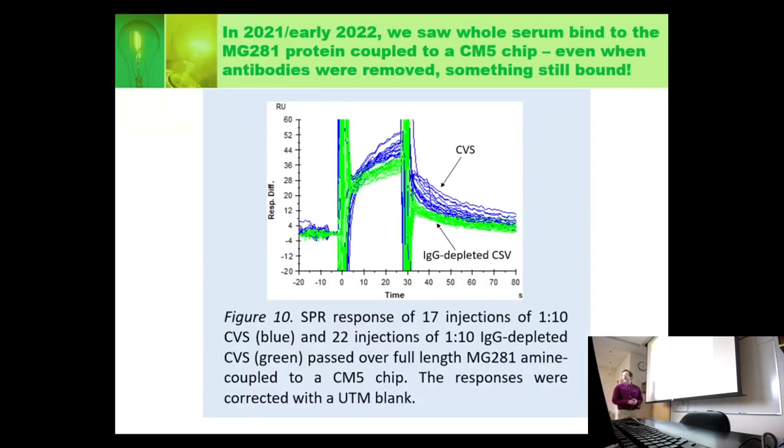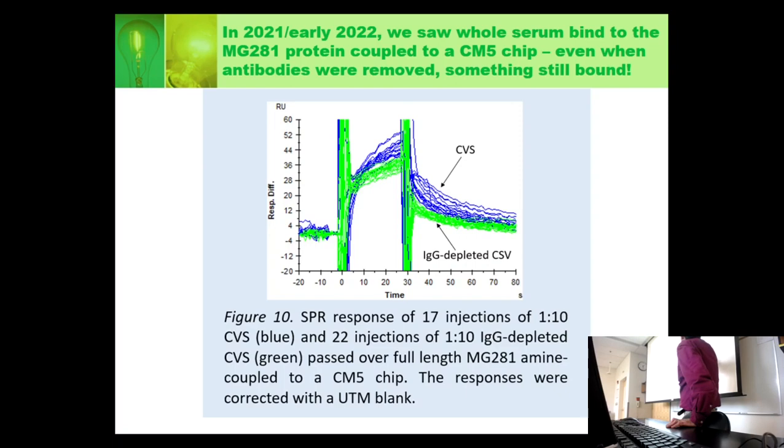Now we're getting to what we have done in recent years. This is where we used whole serum. The blue lines are where we had a MG281 protein. It's a different protein that the MG makes. We put that on the chip. We put the whole serum on. We saw binding. The lines went up.